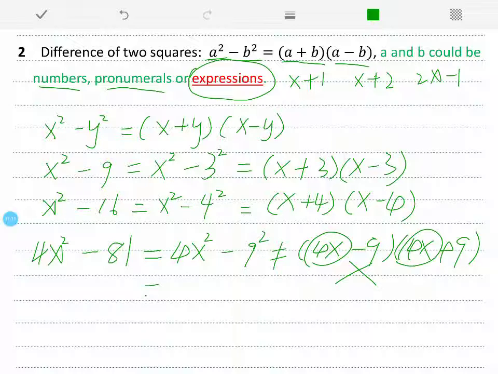So you rewrite it here as 2x in brackets squared. So the whole thing squared equals 4x squared. Then minus 9 squared. So here a is 2x, and 9 is b. So that becomes 2x plus 9 times 2x minus 9. It doesn't matter whether you write a minus 9 in front or plus 9 in front. As long as it's one minus and one plus, that's fine.